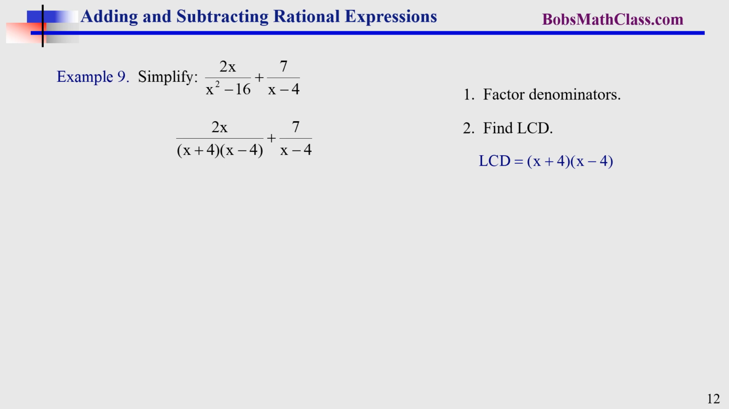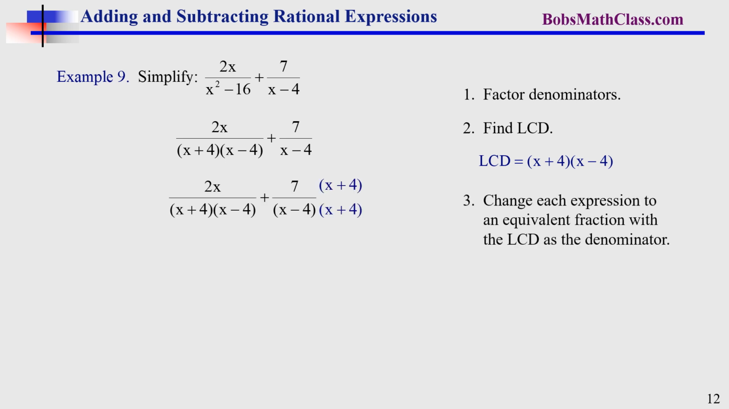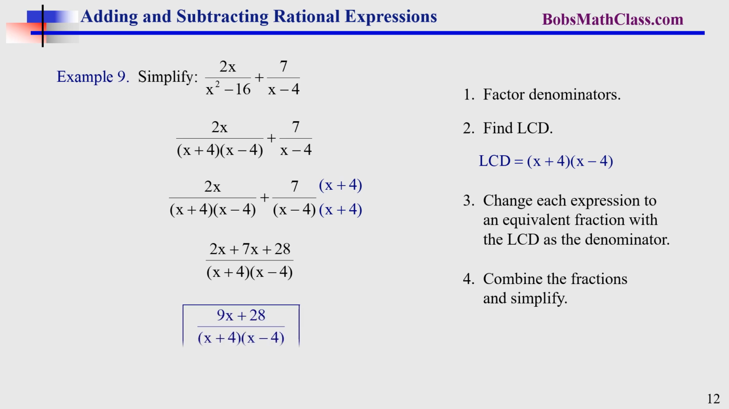What does the first fraction need? Nothing. How about the second fraction? What does the second fraction need? Right, it needs an x plus 4. So now distribute the 7. Oh, this time it is a positive 7, so you don't have to worry about distributing a negative sign. So it's 2x plus 7x plus 28 all over x plus 4, x minus 4, and then add the like terms. And that's it, we're all done.